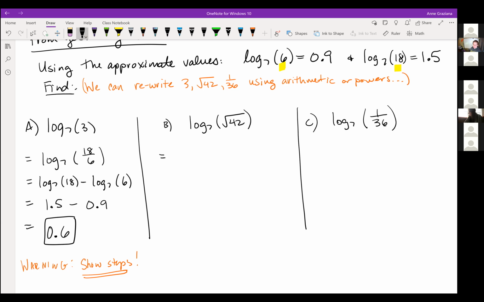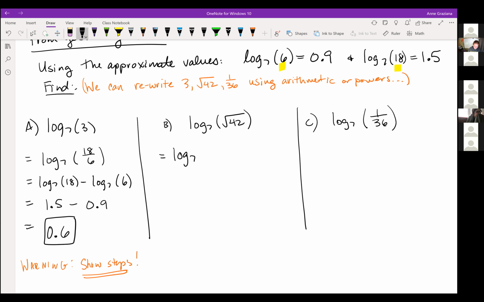So this one, any ideas on what we can do with 42? What's the most obvious thing to do with 42? Square root it. I want to use 6 and 18, or just 6 or just 18. You don't have to always use both of them. Could you use 6 and 7? Yeah, let's try that. And it should be kind of like a little light bulb goes off because you have log base 7. That's going to make some stuff nice.